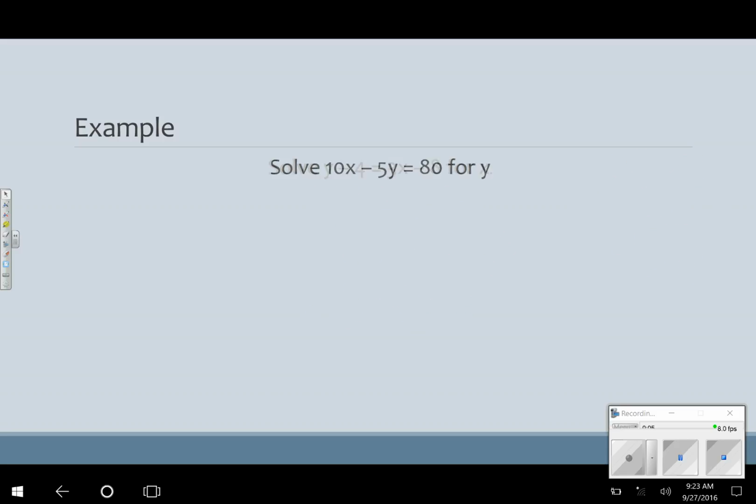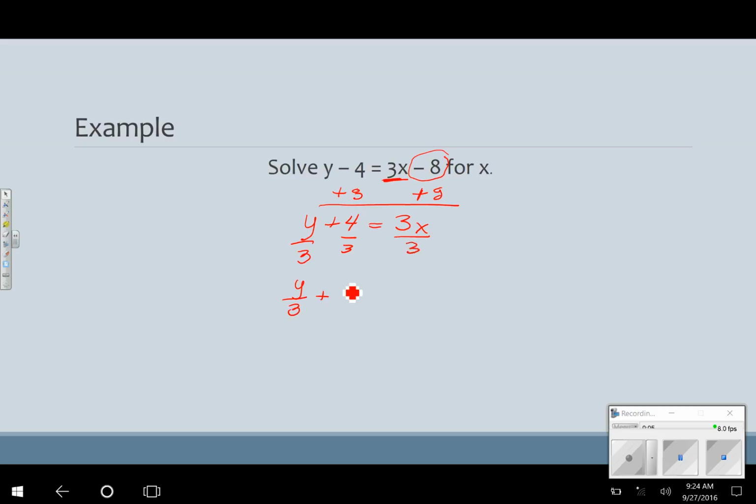We're going to solve y minus 4 equals 3x minus 8 4x. So this is what we're trying to keep by itself. So I want to get rid of this negative 8 or minus 8. To do it, I'm going to add 8 to both sides. I'm going to get y plus 4 equals 3x. I'm going to then divide, to get the x by itself, everything by 3. So I'm going to get y divided by 3 plus 4/3 equals x.